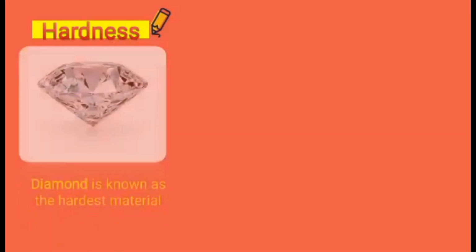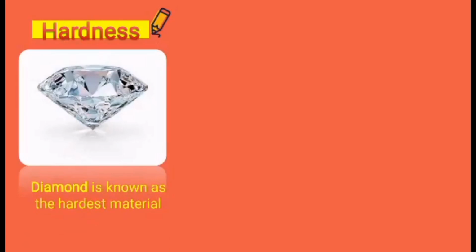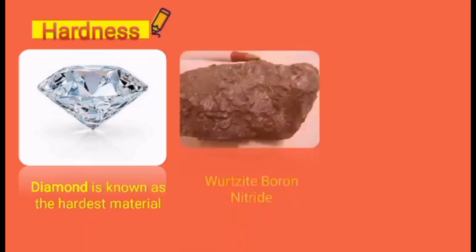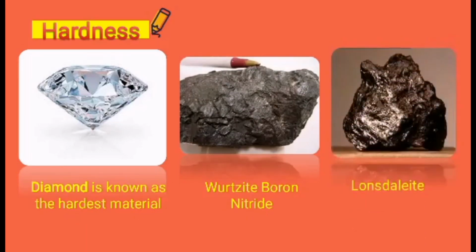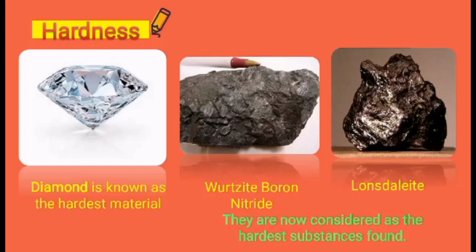diamond is considered to be the hardest material ever known. But scientists have found two or more minerals that are even harder than diamond: wurtzite boron nitride and lonsdaleite. These are now considered the hardest substances found. They exist in nature and can also be made artificially. Now let's learn another property of matter.